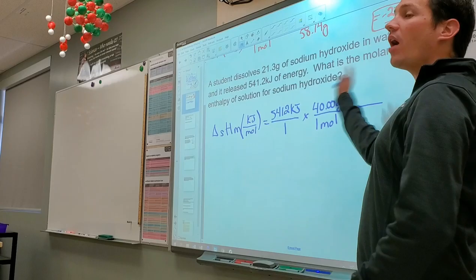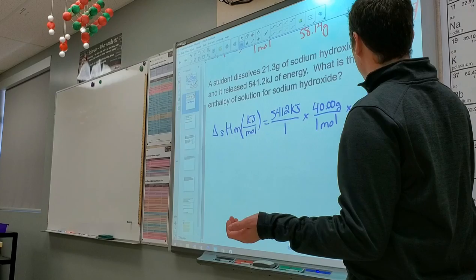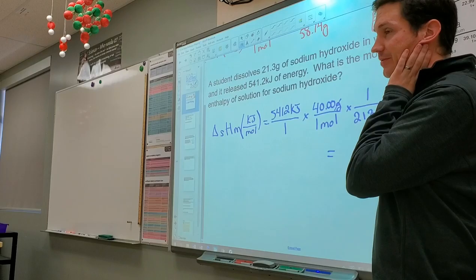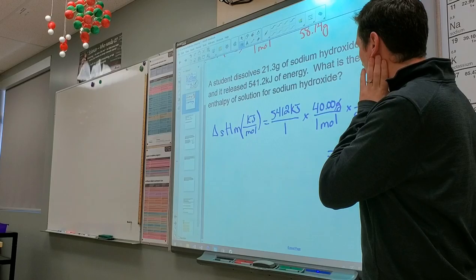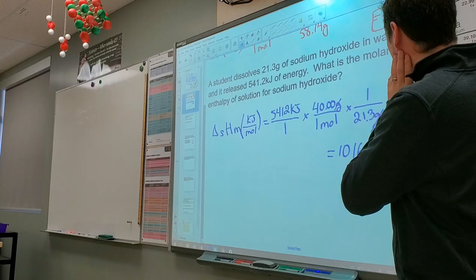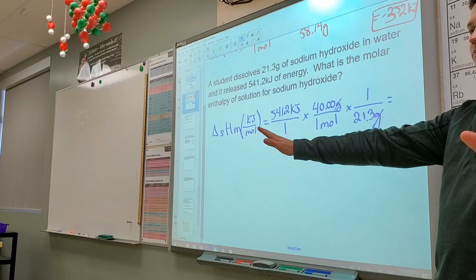So far, what do our units look like? Have we canceled anything out? No. So we have kilojoule grams per mole. What is that? That's nothing. So what do we have to do? We have to cancel grams, right? 21.3 grams of this stuff. Grams and grams cancel, then we have kilojoules per mole. So what's the answer? 101.6338. Yeah, it doesn't matter. Okay, so kilojoules per mole.